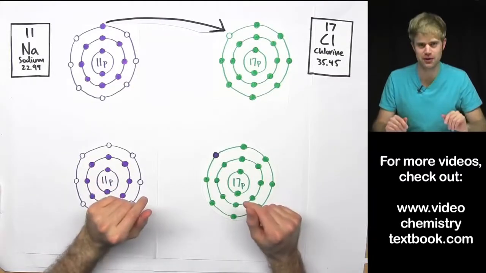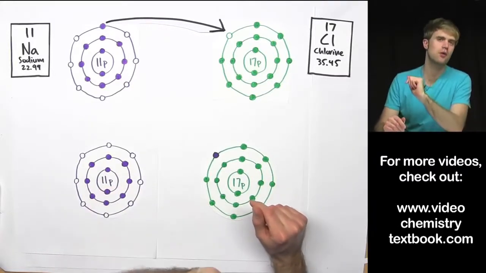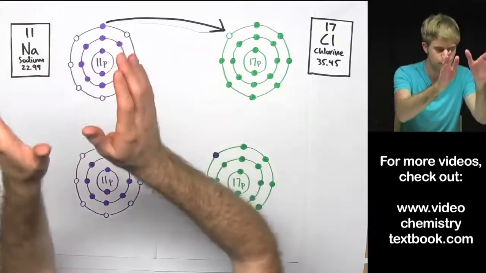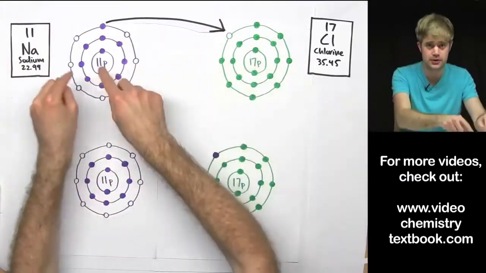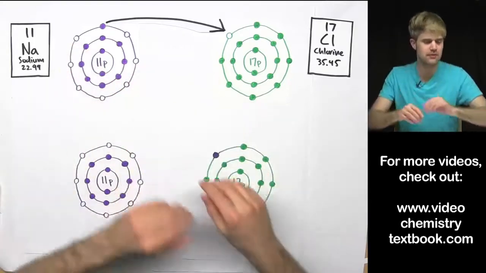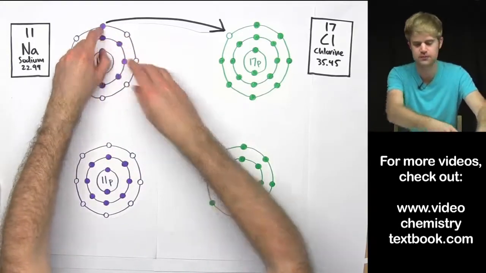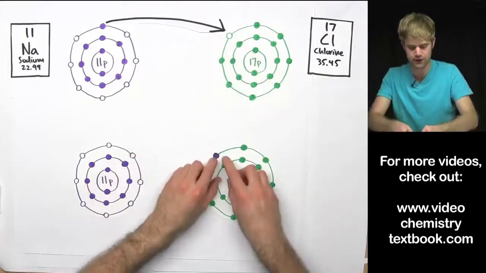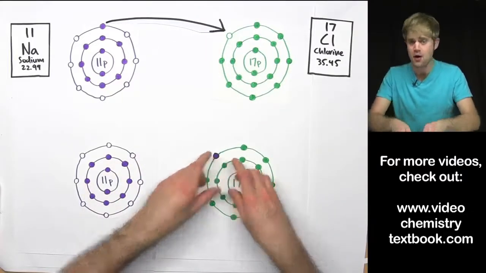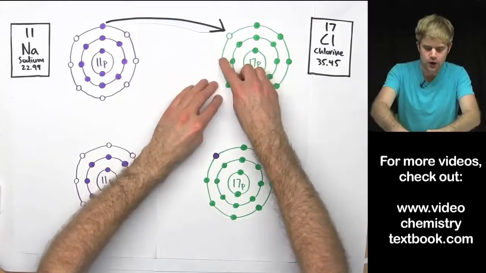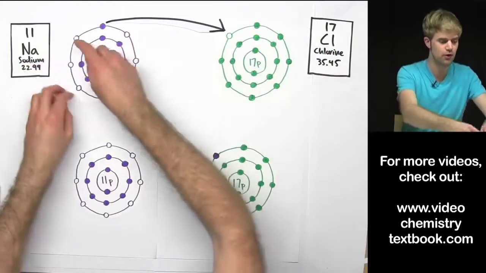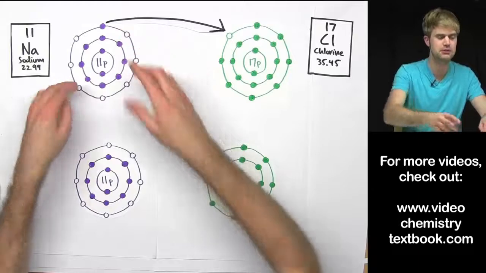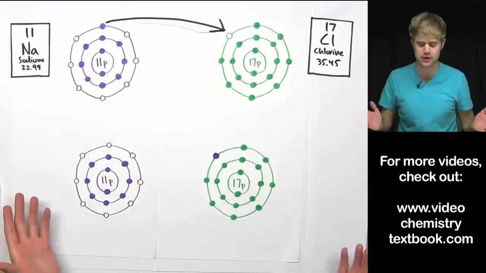Okay, let's keep learning about ionic bonding. The first thing I want to talk about is why electrons move from sodium to chlorine and not from chlorine to sodium. In the first step of ionic bonding, this one electron from sodium moves over to chlorine to fill this one space. But people often ask, why couldn't these 7 electrons from chlorine move over and fill these 7 empty spots in sodium? Well, that's a great question.